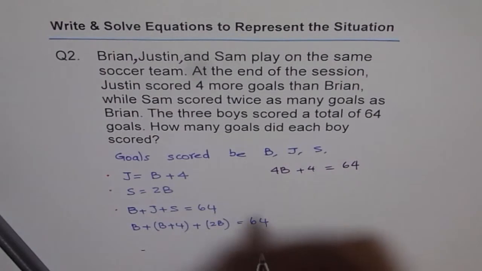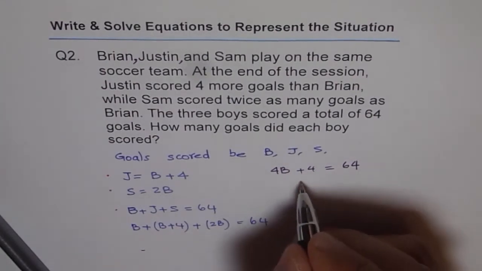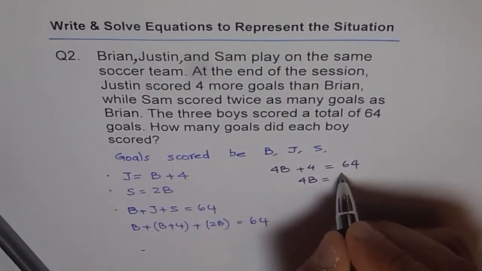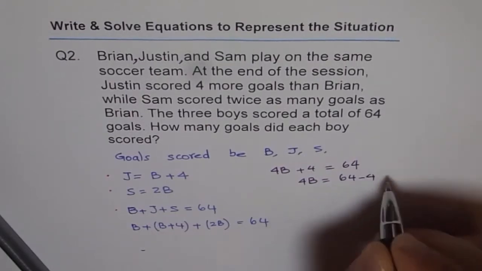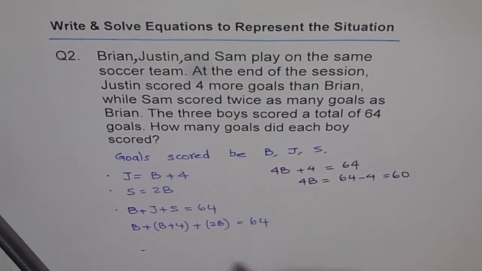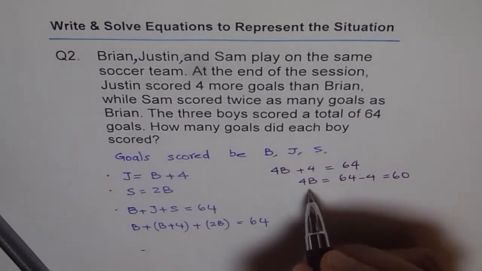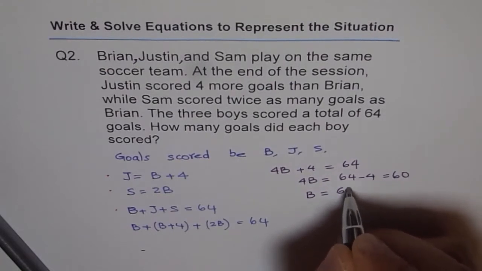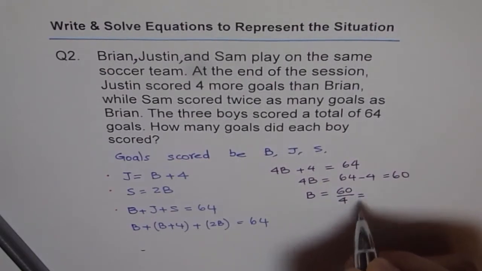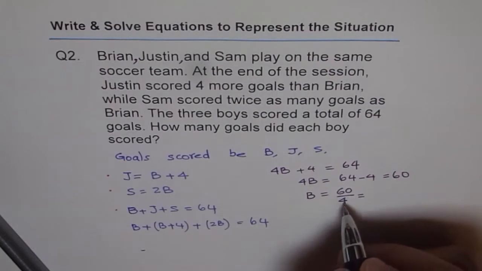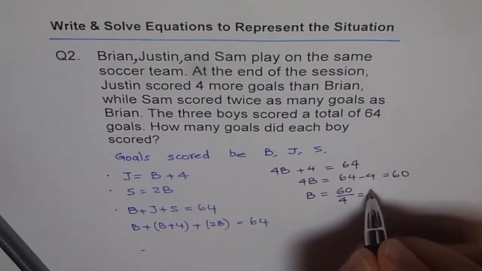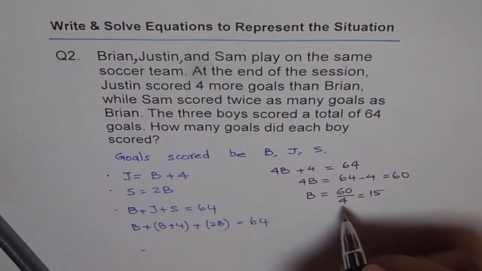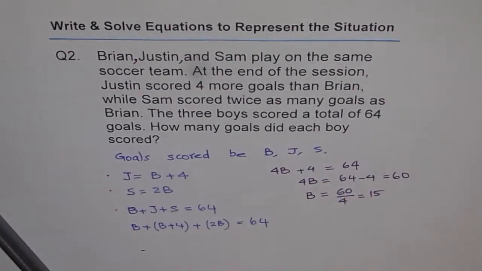Correct? Now to solve this, we will take away 4 from here. So we get 4B equals 64 minus 4, which is 60. Now 4B is 60, so B has to be 60 divided by 4. So B is 60 divided by 4, which is how much? Half of 60 is 30 and half of 30 is 15. Okay, or you could divide straight, use a calculator, divide it, get your answer. Now B is 15, so you got one answer, B.